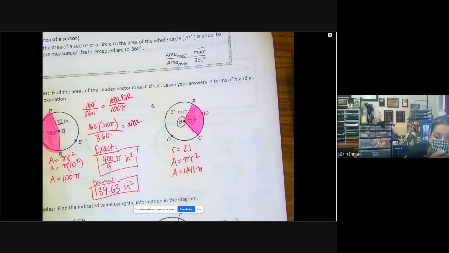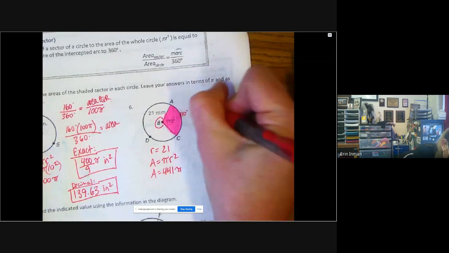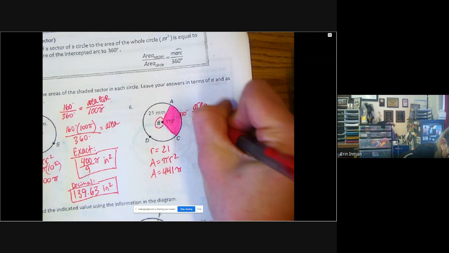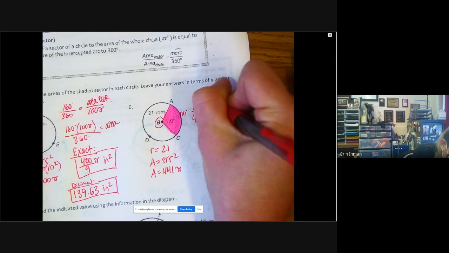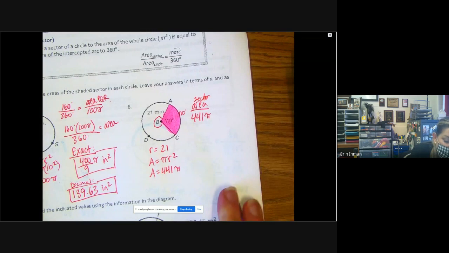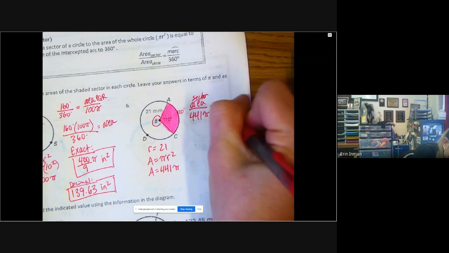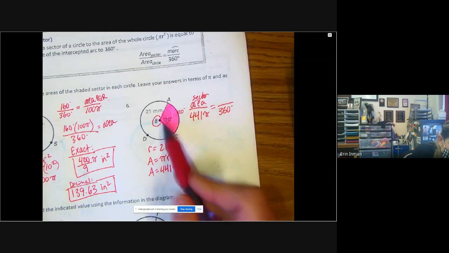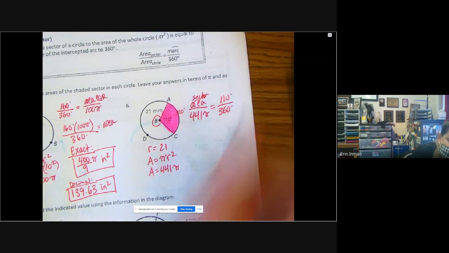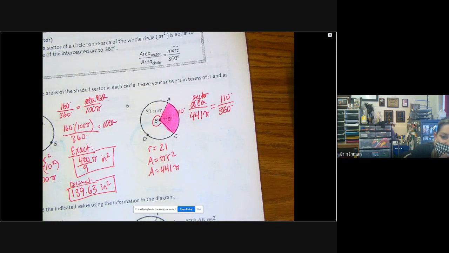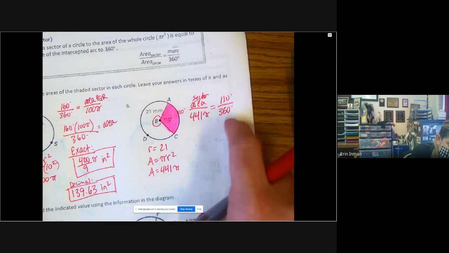So I know my area of my whole circle is 441 pi. If I want to find this portion of it, I'll set it up a little bit different. We're looking for our sector area. There's not a fancy variable I could use right now. So I need to know part over the whole. The whole thing is 360 degrees. The shaded area that we want is 110 of that 360. So that tells us that we have to keep these ratios the same.